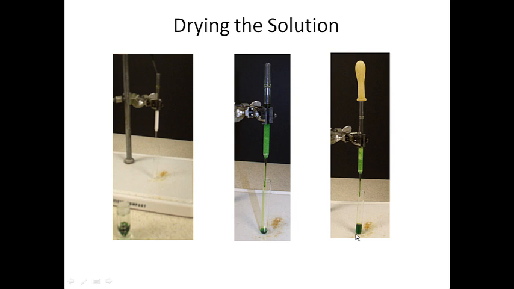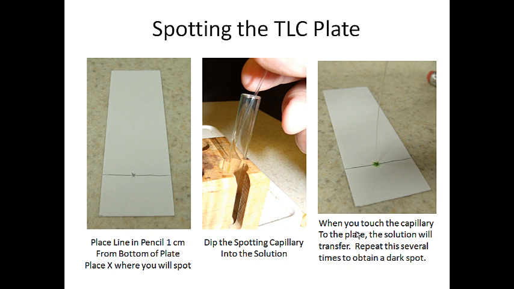So now we have, and I'm using sodium sulfate in this part of the demonstration, sodium sulfate dried spinach extract. So then what we're going to do is determine the best TLC solvent to use. Now, when you get a TLC plate, you want to draw a line in pencil about 1 centimeter from the bottom, and then you put an X wherever you're going to place a spot. So you're going to create like lanes.